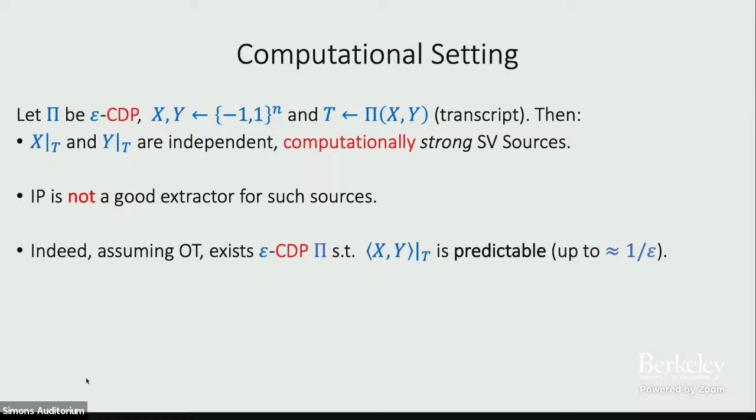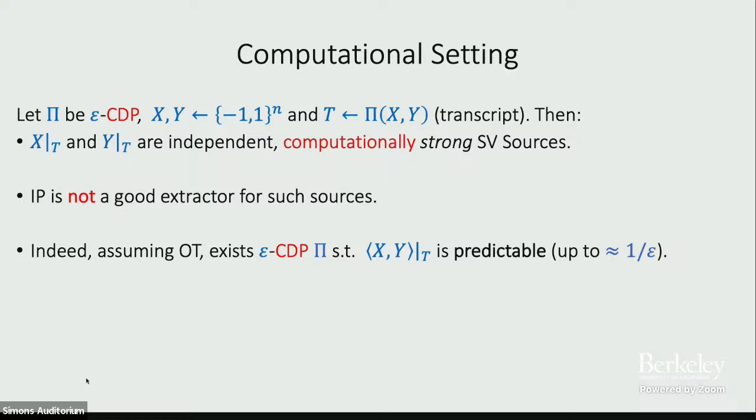So what happened here? We have two sources which are independent, and no computationally bounded algorithm can reconstruct a bit from it given the other bits. So they are computationally strong Santa-Vazirani sources. In the eyes of a computationally bounded algorithm, these sources are Santa-Vazirani and they should be independent. So the inner product should have noise. It should be an extractor, but it isn't.